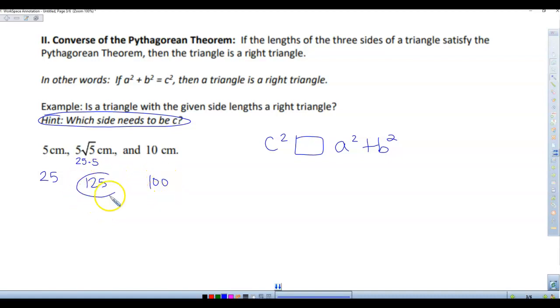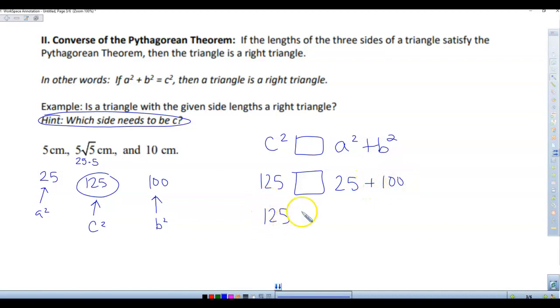So you'll notice that this is the biggest square, so this must be c squared. Not c, because I've already squared it. That would be c squared. Then I'll call this a squared, and I'll call this b squared. And now I'll go over here and say, okay, I know c squared was 125. I don't know the relationship yet. I know a squared was 25, and I know b squared was 100. And check it out, 125 is in fact equal to 125. So in this case, because c squared was equal to a squared plus b squared, I do have a right triangle. Yes, this is a right triangle.